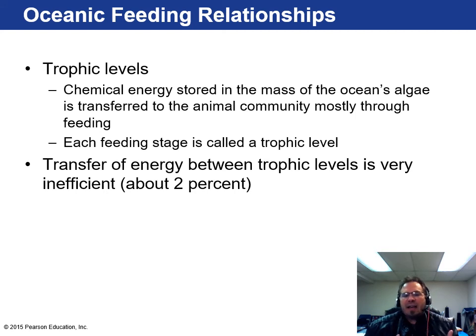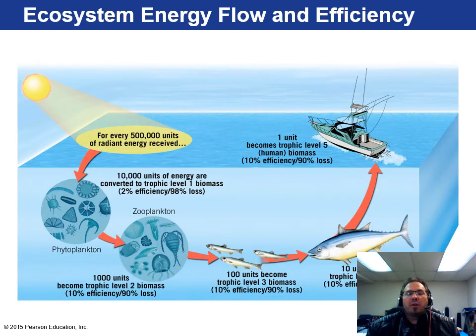What you'll see is that it's a very inefficient system where only about 2% of the energy is being transferred from what's being eaten to what ate it, essentially in a nutshell. So here's a graphic just showing you what that is. For every 500,000 units of radiant energy, you get 10,000 units converted at trophic level 1 biomass. All right. So the sun is not great at converting the energy needed for the phytoplankton. Then you get 2% efficiency. That's not very good, is it?